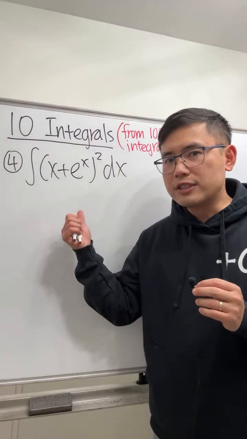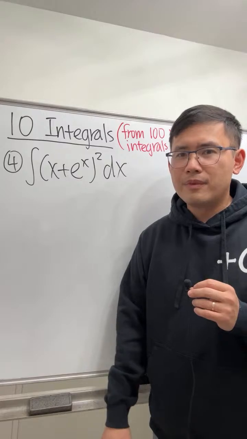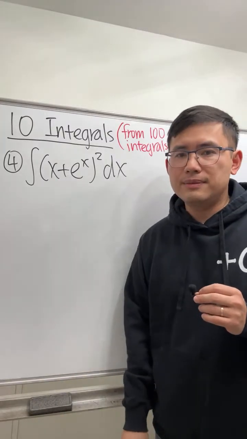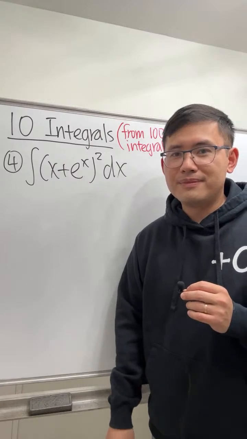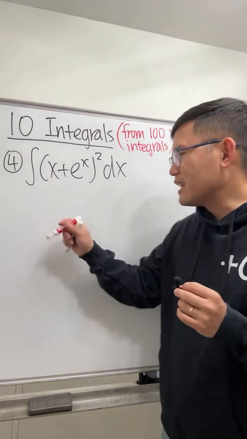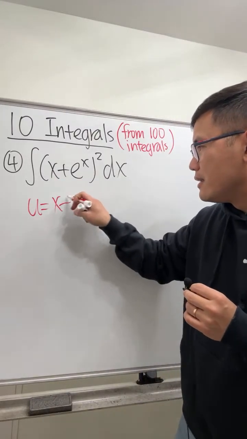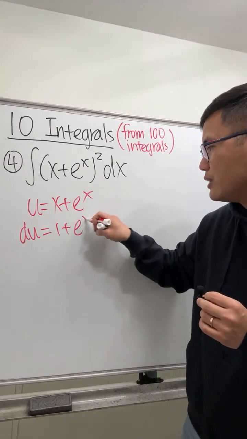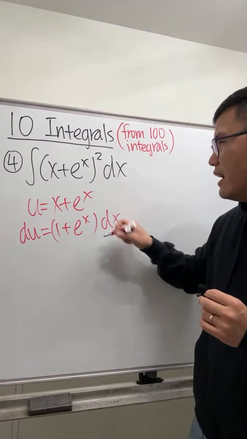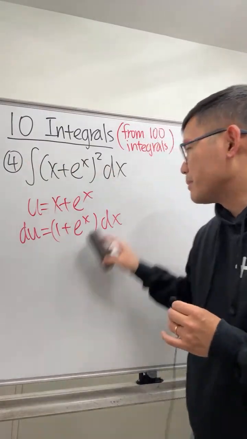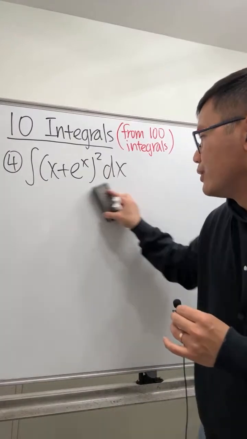So what will be the first move for this one right here? Can we just do a u sub, let u equal to x plus e to the x? Expanded. Okay, because if you just let u equal to the inside, then you will see that du equals 1 plus e to the x dx. And there's nothing on the outside that can cancel with this, right? So u sub is not going to do it.